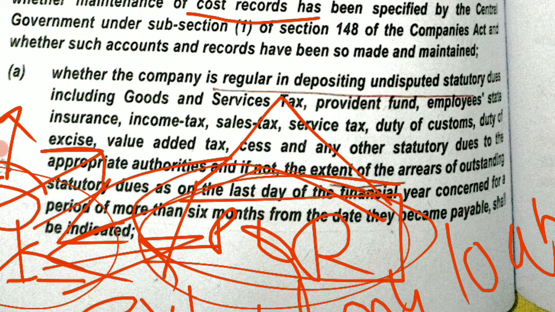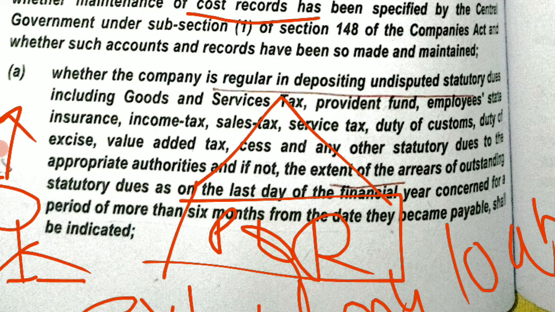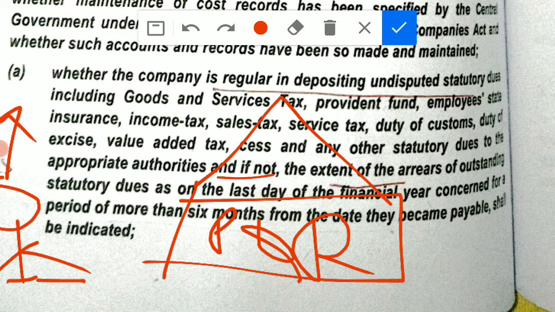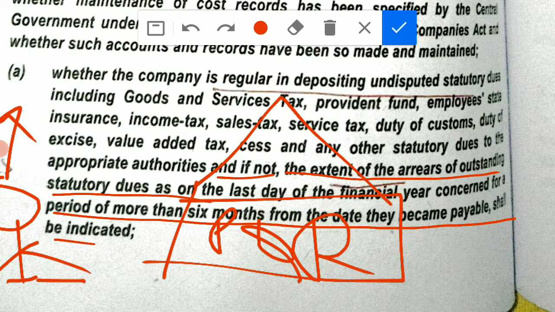So what is written here? Till here they are saying that whether the company is regular in depositing undisputed statutory dues to the appropriate authority, and if not, then you have to mention the extent of arrears of outstanding statutory dues as on the last day of the financial year concerned for a period of more than 6 months from the date they become payable shall be indicated. This line is very important. If not, the extent of arrears of outstanding statutory dues as on the last day of the financial year concerned for a period of more than 6 months from the day they became payable shall be indicated.